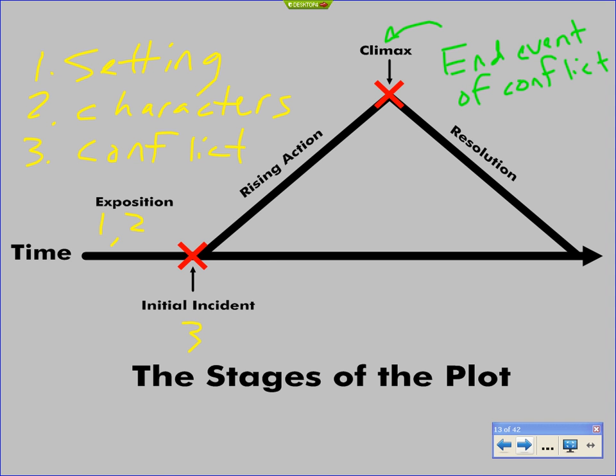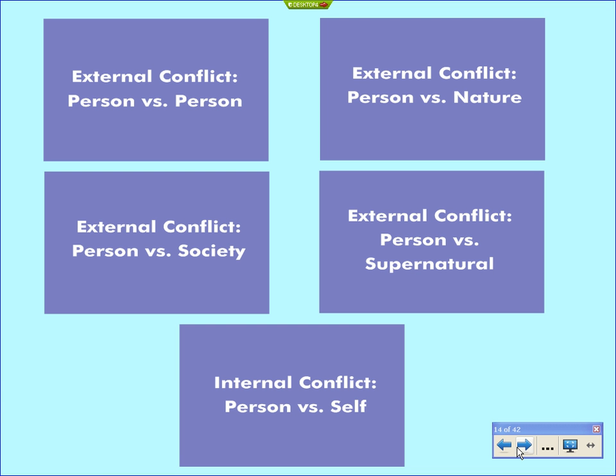That's it. That's your plot diagram. Remember once again that this is a timeline and that everything is fueled by the conflict. This is rising because the conflict is rising. This is going down because the conflict has now ended, and there's nowhere for it to go but down. All of this is conflict. Let's talk about them.